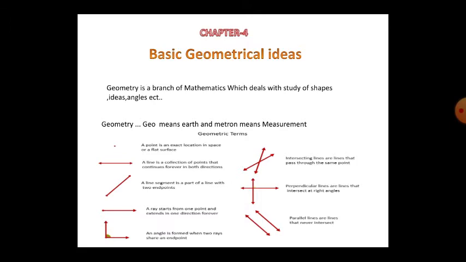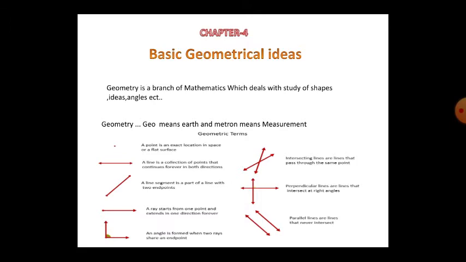A line is a collection of points that continues forever in both directions. In a line, so many points are there. If you join the points, it is a collection of points, and in both directions it goes on endlessly. A line is a collection of points that continues forever in both directions. It does not stop; it extends in both directions.